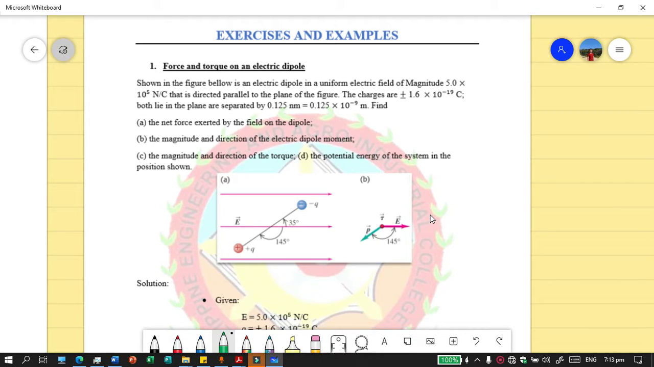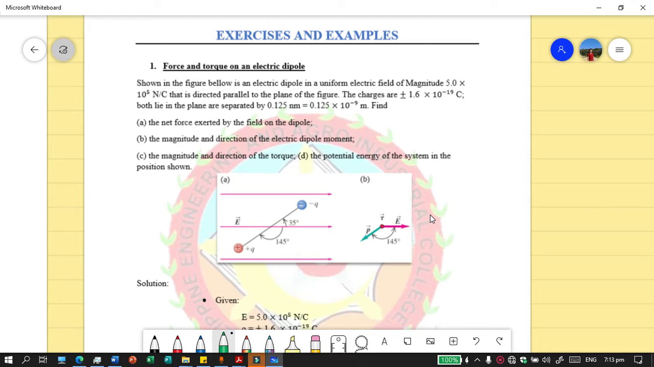Shown in the figure below is an electric dipole in a uniform electric field of magnitude 5.0 times 10 to the power of 5 newton per coulomb that is directed parallel to the plane of the figure. The charges are positive and negative 1.6 times 10 to the power of negative 19 coulomb. Both lie in the plane and are separated by a distance of 0.125 nanometer, or that is 0.125 times 10 to the power of negative 9 meters.